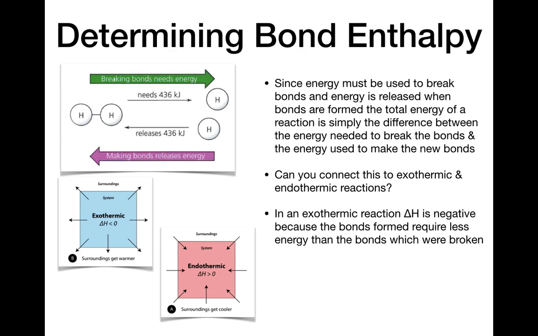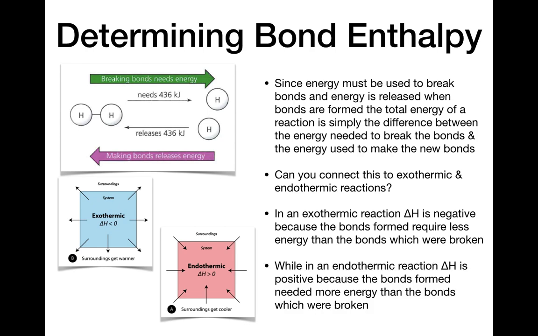Okay, so in an exothermic reaction, delta H is negative because the bonds formed require less energy than the bonds which are broken. And in an endothermic reaction, delta H is positive, of course, because the bonds formed need more energy than bonds which are broken.